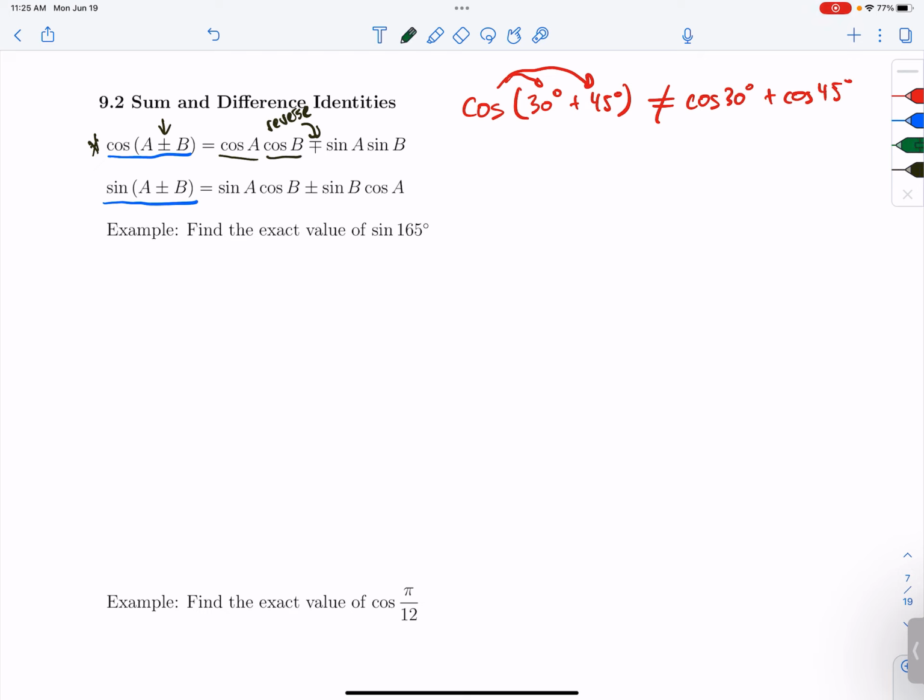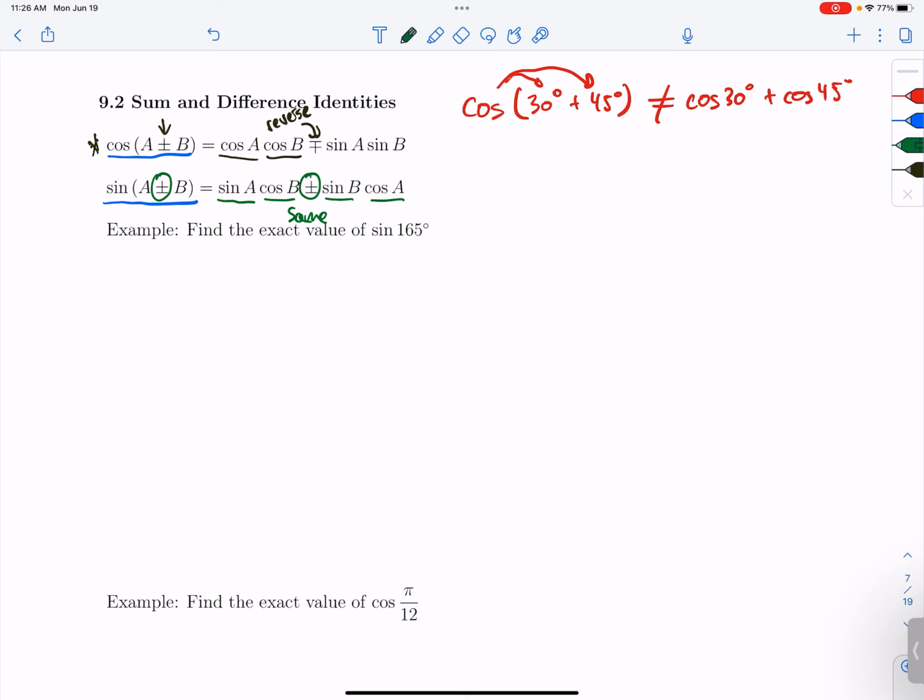Sine is the same. Notice if I'm adding over here, I add here. And if I subtract, I'm going to subtract. The one thing to note, though, is here I have sine of the first angle times cosine of the second angle, and then sine of the second, cosine of the first. So hopefully this will make a little more sense once we go through these couple of examples.